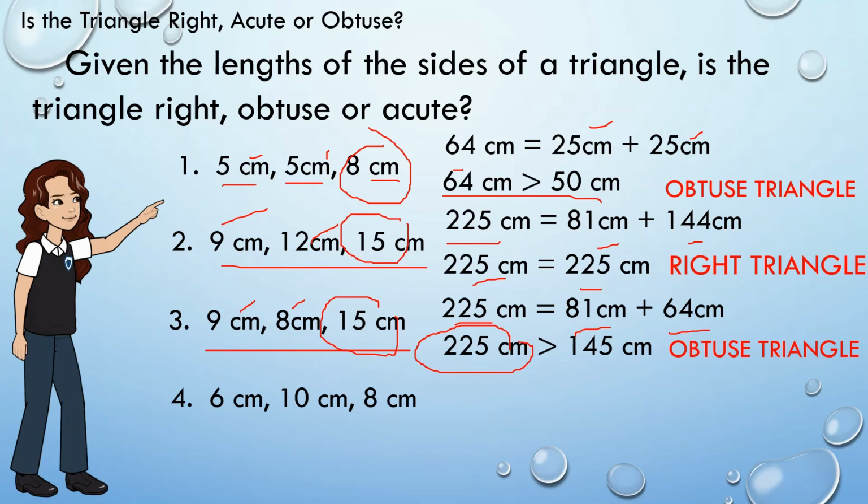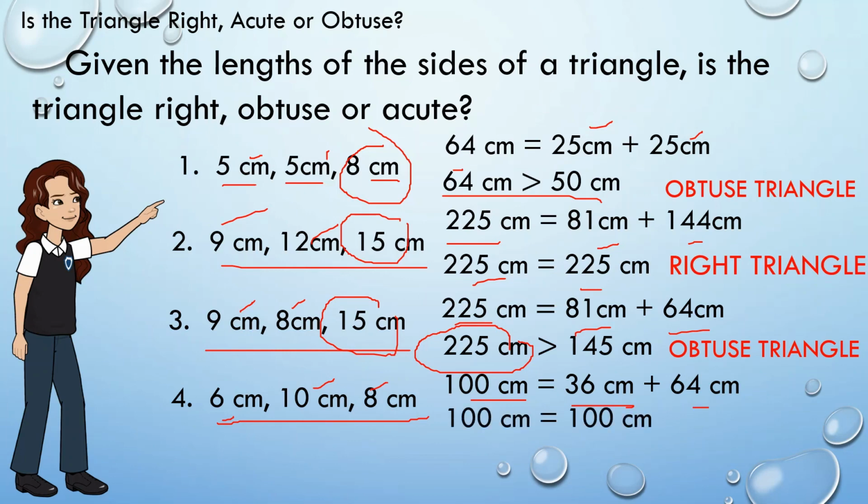Okay, number 4. We have 6 centimeters, 10 centimeters, and 8 centimeters. The longest side is 10. So 10 times 10 is 100. 6 times 6 is 36. Then 8 times 8 is 64. So 36 plus 64 is 100. So 100 is equal to 100. And what kind of triangle? That is a right triangle.